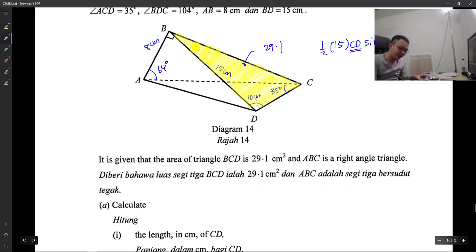This is CD. So CD will equal 29.1 over sine 104 multiplied by 15 at the bottom, and then the 2 I move to the other side, multiply 2 on the top. Then I can get the CD over here: 29.1 times 2 divided by bracket sine 104 times 15.